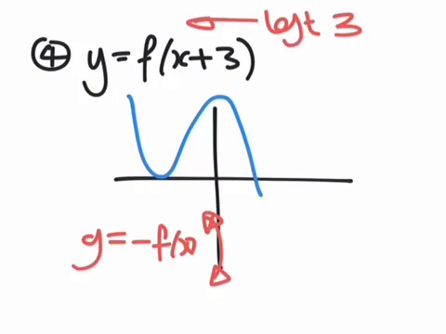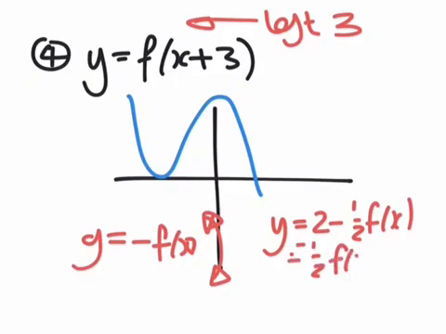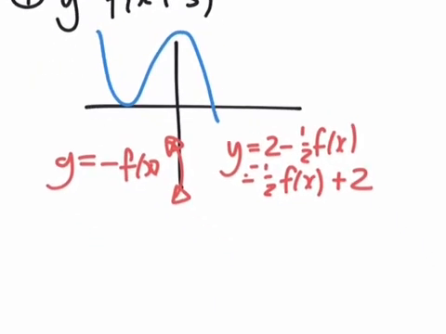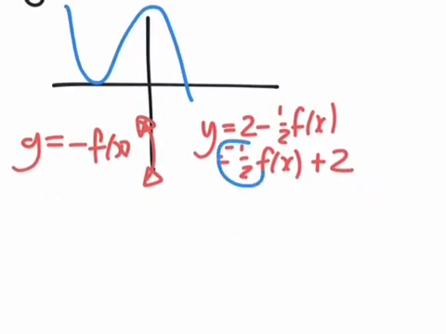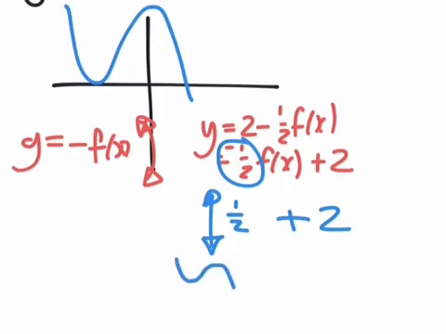And then the third and final one, y equals 2 minus a half f of x. What I'm going to do with that is I'm going to rewrite that as negative a half f of x plus 2. So if I look at what I've actually written there, let's move this up a wee bit. The negative a half means flip it upside down and squash it, or half the y numbers, and then add on 2. So you take your graph, which is like this, we flip it upside down, we squash it, we move it up 2.